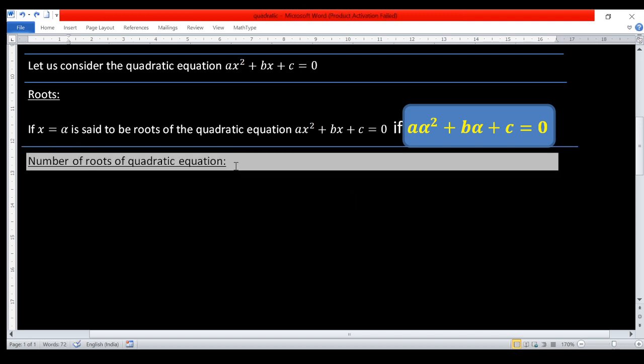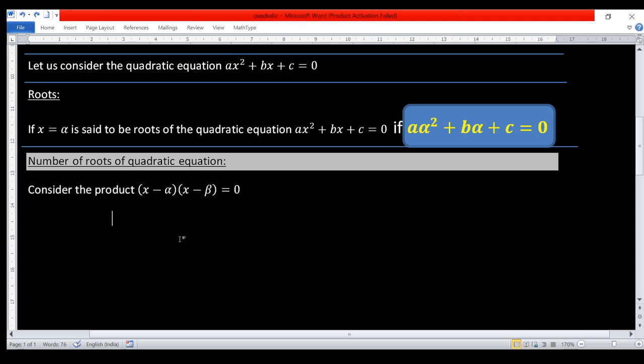So how many roots can we expect? How many alphas? Alpha 1, alpha 2, how many numbers can we check, whether the whole equation becomes equal to 0 for that alpha or not, that we want to know. So this discussion is taken under the heading, number of roots of the quadratic equation.